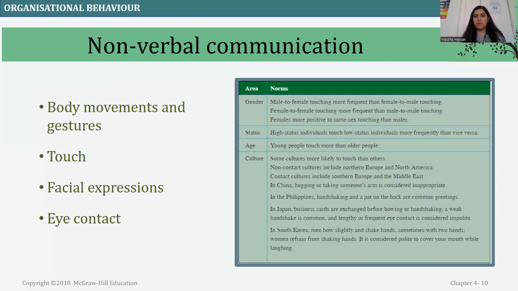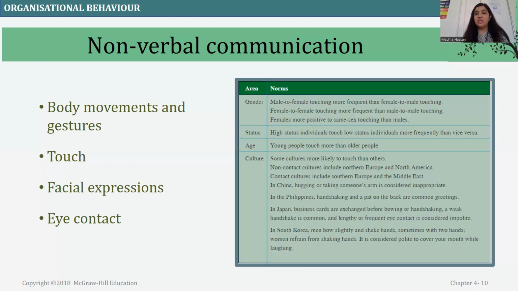Obviously, in verbal communication, it is also important, but non-verbal communication, for example, your body movements and gestures, touch, facial expressions, eye contact. You need to be very, very careful about how you are having your non-verbal communication, because this is how, for example, it is written that male to male touching is more frequent than female to male touching. And obviously there are some cultural differences, as we are going global as well, so more diversity, more cultures. You need to be more culturally aware of everything.